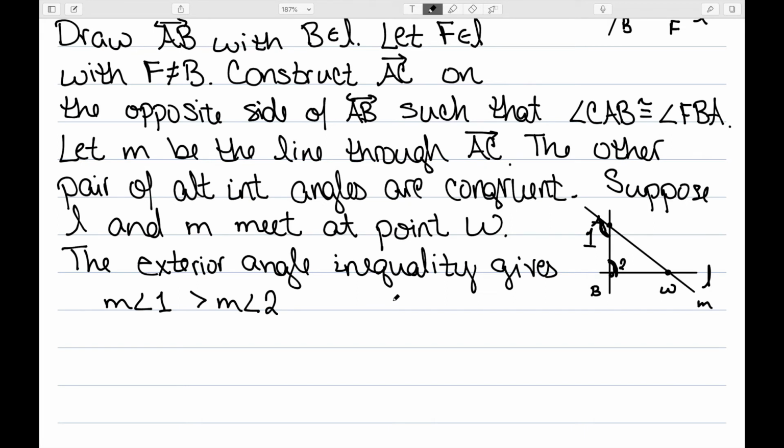By our exterior angle inequality, this angle 1 here is greater than the measure of angle 2, which is a contradiction since they should be congruent. So therefore, these two lines must be parallel, which gives me exactly what I needed.